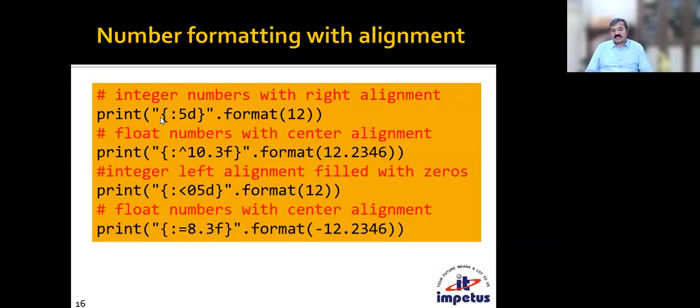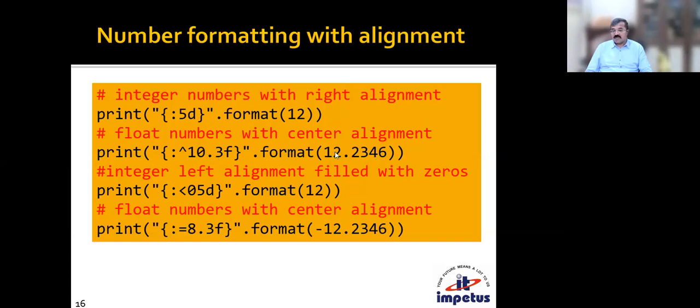So if you look at this example, here I have put across a placeholder saying colon. Now I'm not giving the index, correct? Since there is only one argument. So say colon 5D. That means for displaying this number 12, we have 5 column width and D stands for decimal. Now when I put this caret, it means center alignment. I'm saying colon. I have not put any number on the left hand side of colon because there is only one argument. 10 is the total width and 3 is the precision.